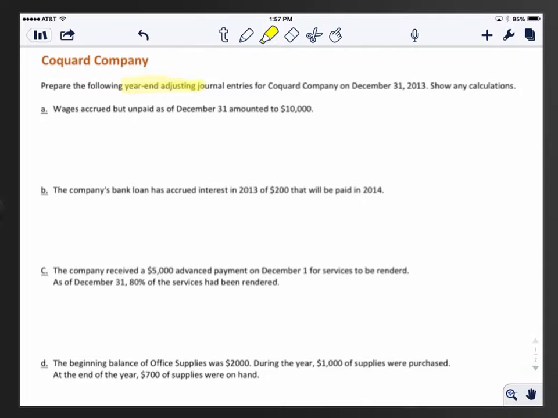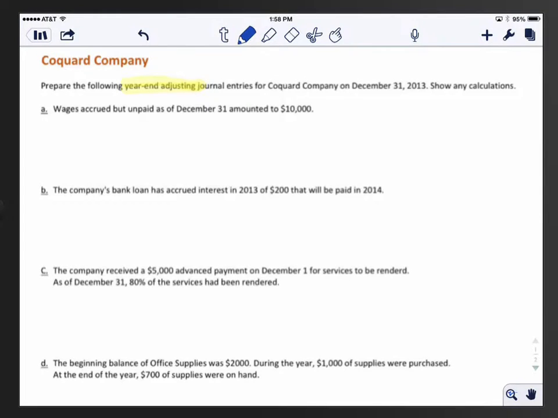Or we may have used up our office supplies and we need to record that those assets no longer exist. They've been used up and they have become an expense. So there's lots and lots of examples there. By and large, they all have to do with the matching principle. Matching expense to the revenue or to the period, recognizing revenue in the period in which it has been earned. So let's read these and work them.